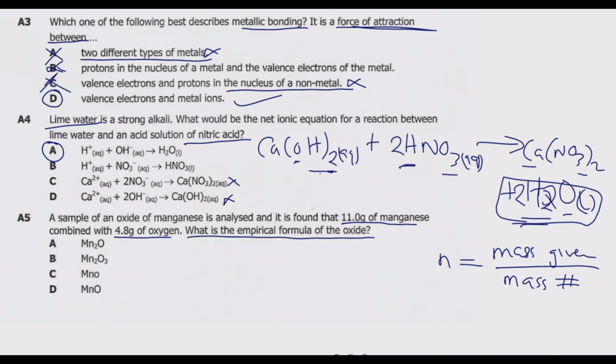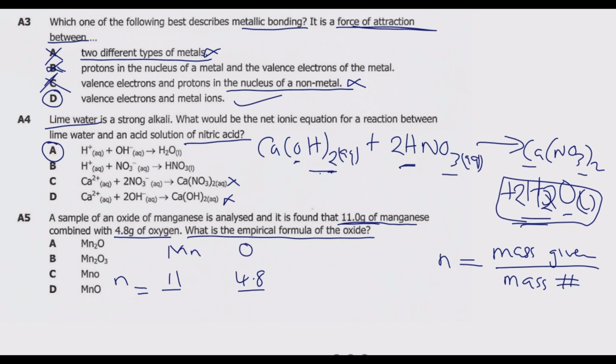That's basically what we need to do. So we need to write here, we're going to find the number of moles. So here we are going to have manganese, then oxygen. So we've been given 11 grams of manganese, then 4.8 of oxygen. So what we do, we divide to find the number of moles. So we need to know the mass number of these elements.